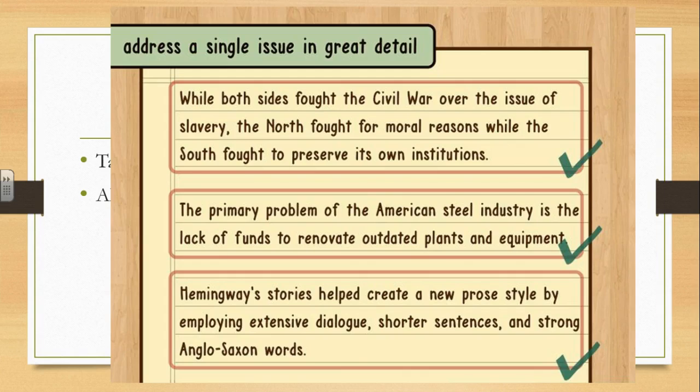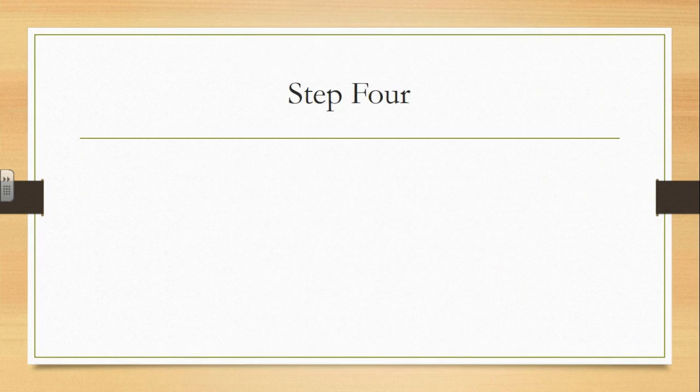The reason there's a problem with the American steel industry is that it lacks the funds needed. And then finally, Hemingway's stories helped create a new prose style by employing extensive dialogue, shorter sentences, and strong Anglo-Saxon words. So right there, if I'm reading that essay, I know that one, it is about Ernest Hemingway. Number two, I know that it's talking about a new prose style, and they're going to tell me they're doing that through extensive dialogue, shorter sentences, and strong Anglo-Saxon words. Okay, that's probably going to be the one you're using most when it comes to tests in my class. That is going to be explaining what's going on right there.